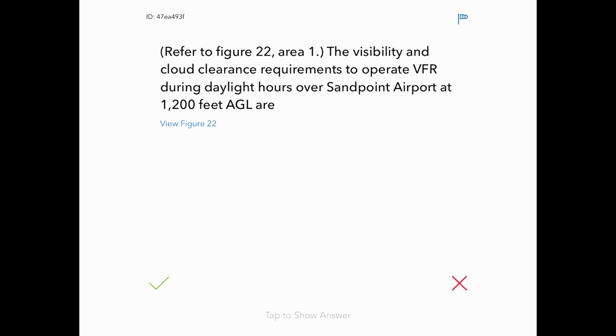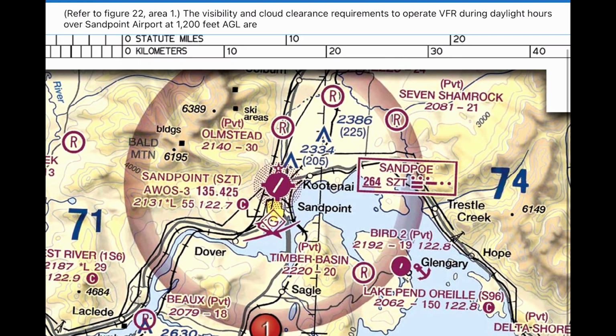Here's another one. This is an interesting one. Refer to figure 22, area 1. The visibility and cloud clearance requirements to operate VFR during daylight hours over Sandpoint Airport at 1200 feet AGL are. Let's look at figure 22, area 1, Sandpoint Airport right here. So you see the magenta shaded portion around this airport. That tells us that it's a Class E transition, which begins at 700 feet AGL.